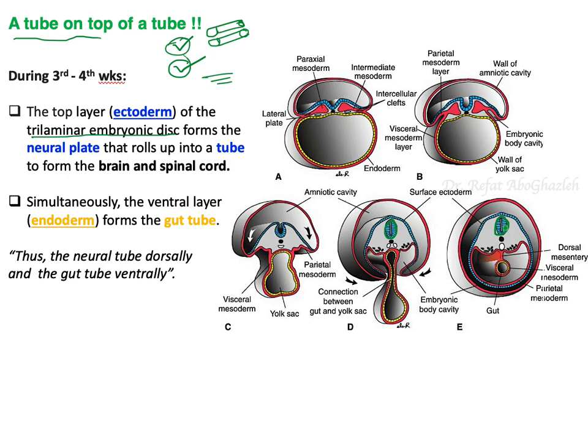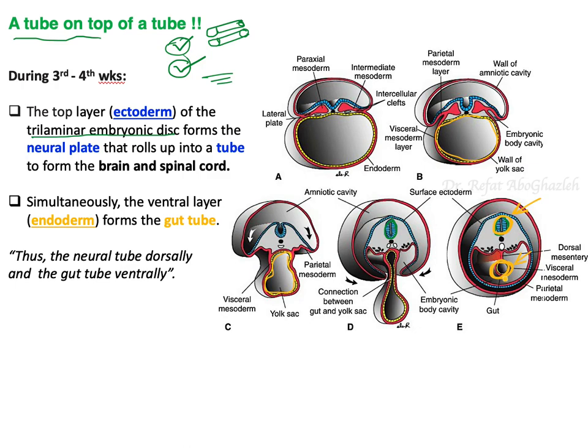On the other hand, if you look at the yellow color, we have here the endoderm. So, this is the yolk sac. This yellow color is the endoderm layer of the embryonic disc. And during the formation of the neural tube, there is another tube simultaneously formed, which is the gut tube. Look at it here. It becomes like a shrink, smaller and smaller until it forms the gut tube. That means you have a neural tube and you have a gut tube. Neural tube from ectoderm, gut tube from endoderm. So there are two tubes above each other.